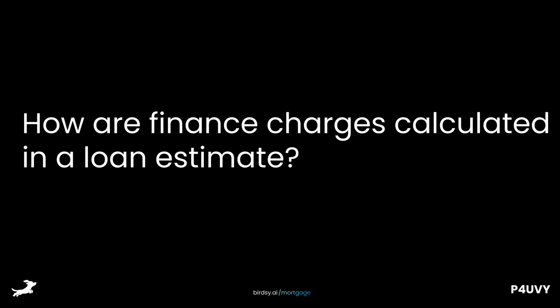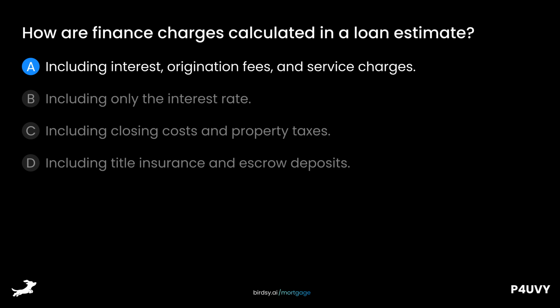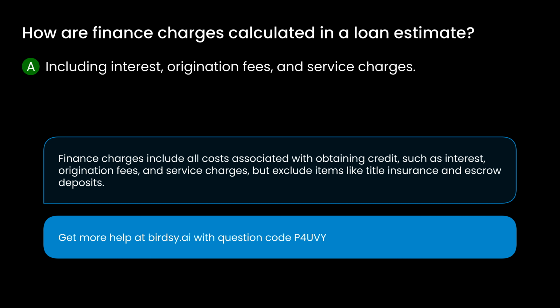How are finance charges calculated in a loan estimate? Is it A, including interest, origination fees, and service charges? B, including only the interest rate? C, including closing costs and property taxes? Or D, including title insurance and escrow deposits? The answer is A, including interest, origination fees, and service charges. Finance charges include all costs associated with obtaining credit, such as interest, origination fees, and service charges, but exclude items like title insurance and escrow deposits.